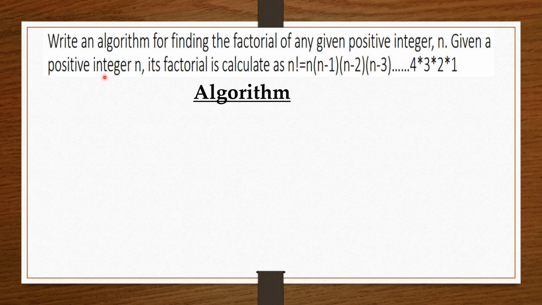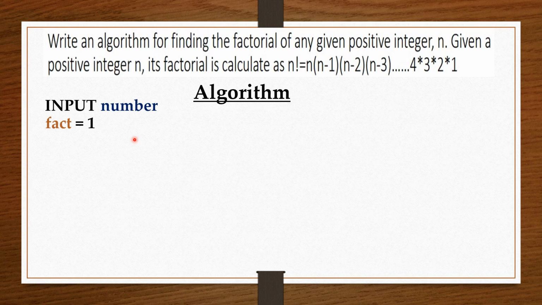Given a positive integer n, its factorial is calculated as n factorial equals n times n minus 1 times n minus 2 times n minus 3 onwards. To the algorithm, we are going to ask the user to input the number he or she wants to find the factorial of. So you say input number. Then we set fact to be equal to 1. As we go along, I'll explain why.